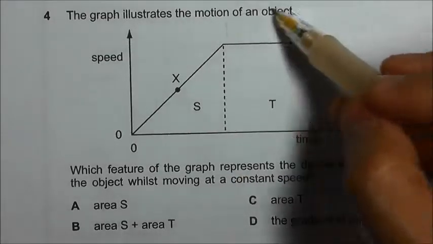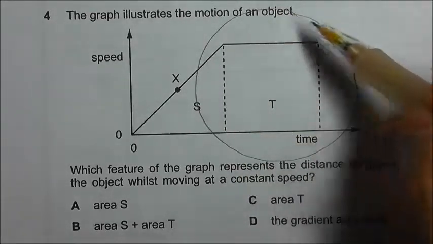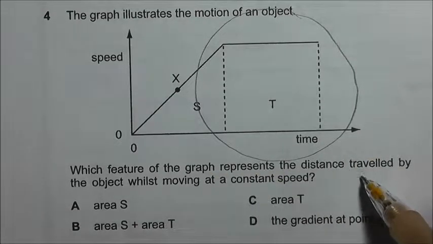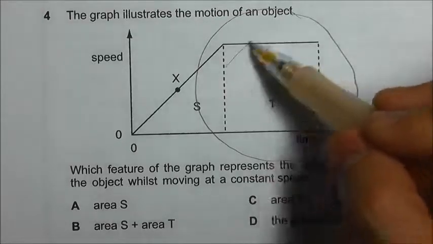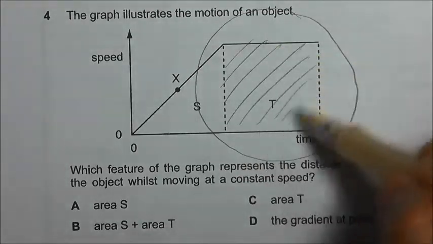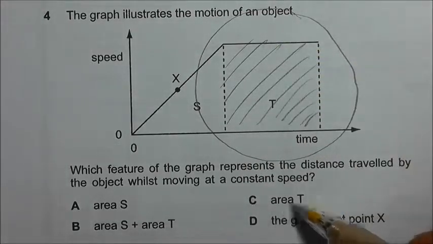So we are looking at this region, and the distance traveled in a speed-time graph is represented by the area under the graph. So the answer should be the area T.